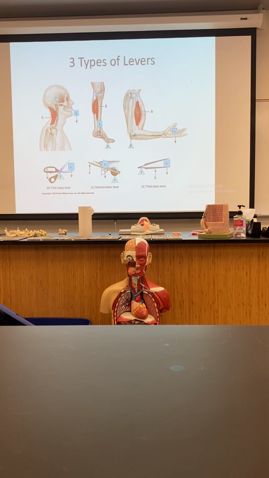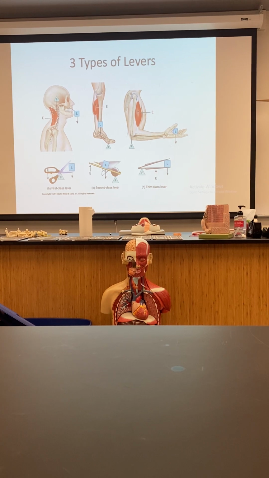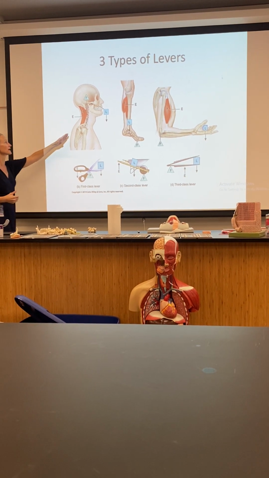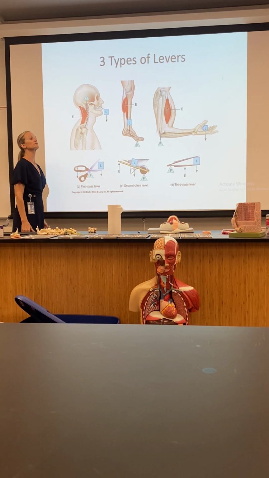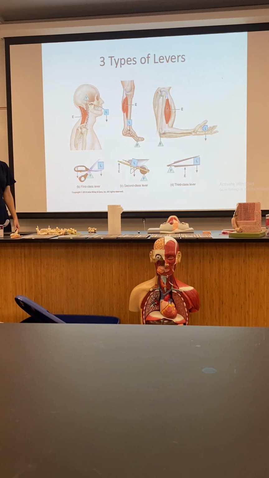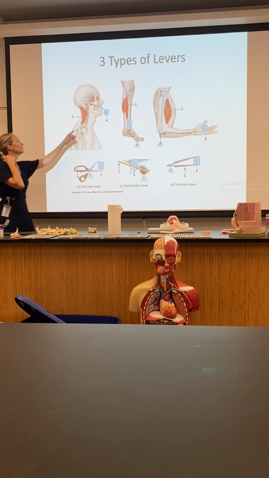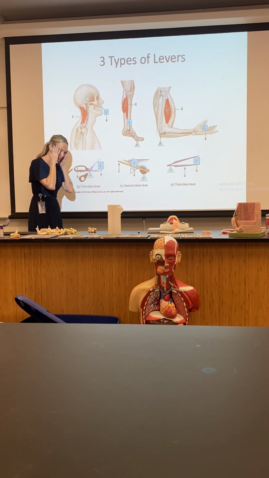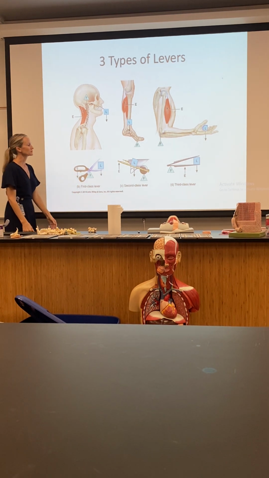So here, the example in our body of a first-class lever are those posture muscles, like the splenius capitis in the back here. That's this guy, and it's the one that's really holding your pretty heavy head up. So the effort is the muscle. The fulcrum point is basically the articulation between the occipital condyles and C1, and then the load is the weight of your head. It wants to go forward. So that's a first-class example.